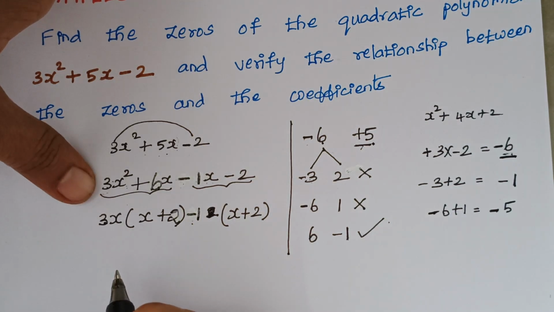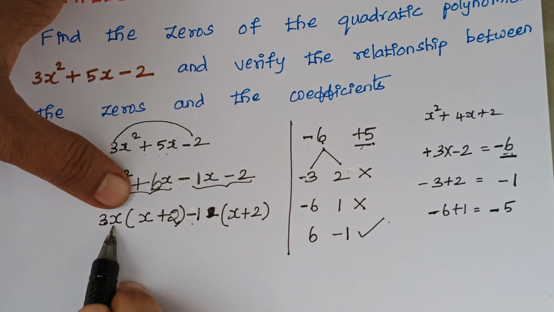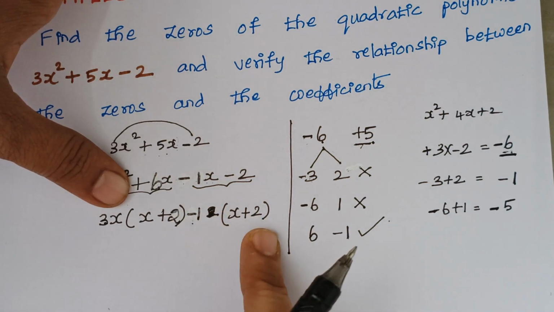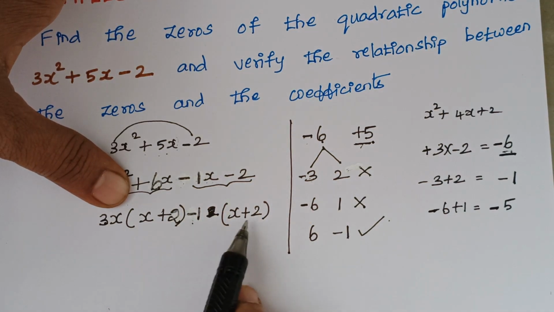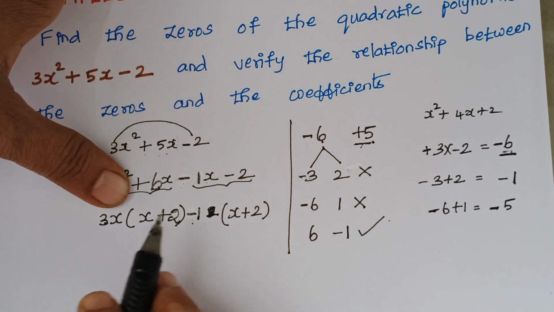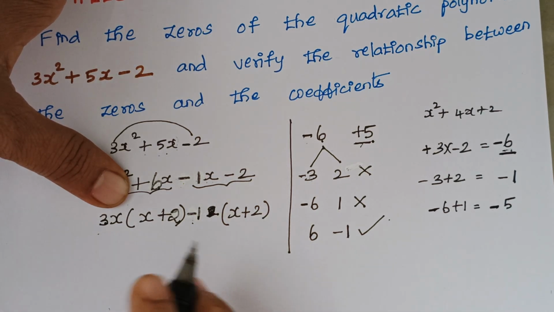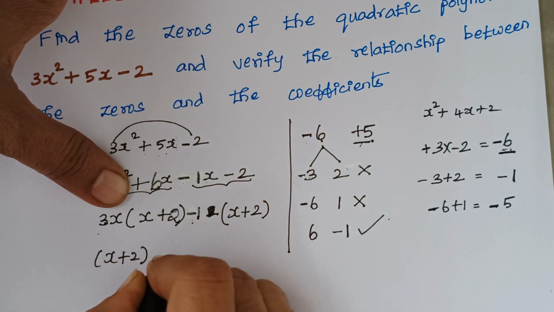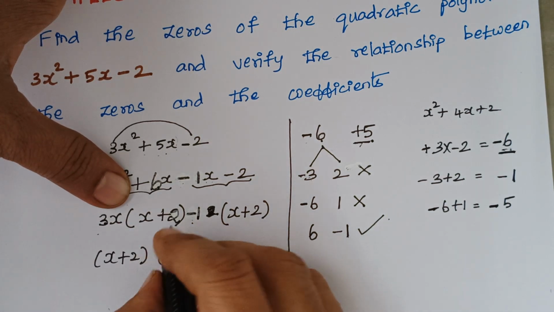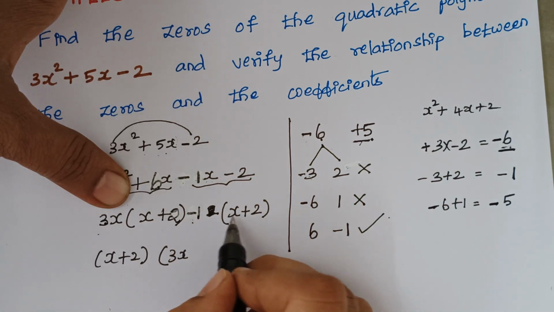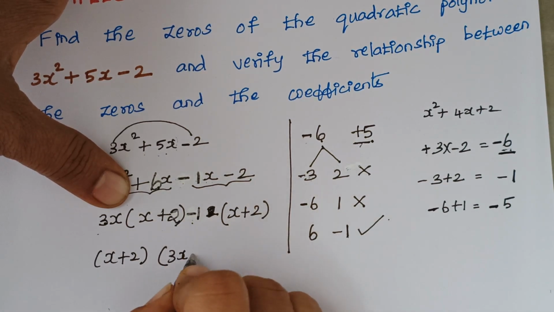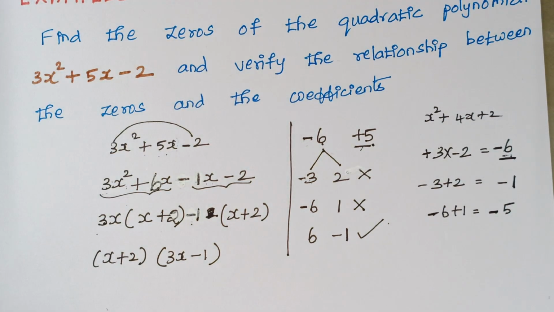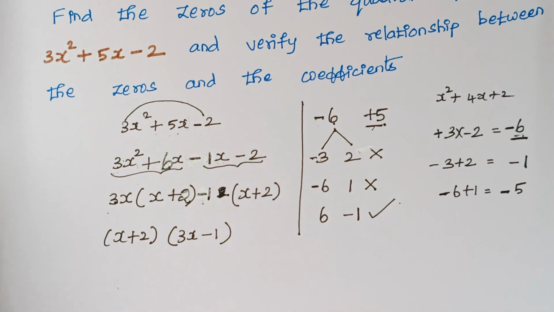Now you can combine the elements, right? That is 3x minus 1 can be combined together and this x plus 2. Or in other words, you can take this x plus 2 commonly outside because it is present in both the expressions, right? So you can take x plus 2. When you take x plus 2 outside, here the remaining term is 3x, and here the remaining term is minus 1. Right? And now we are going to find the zeros.